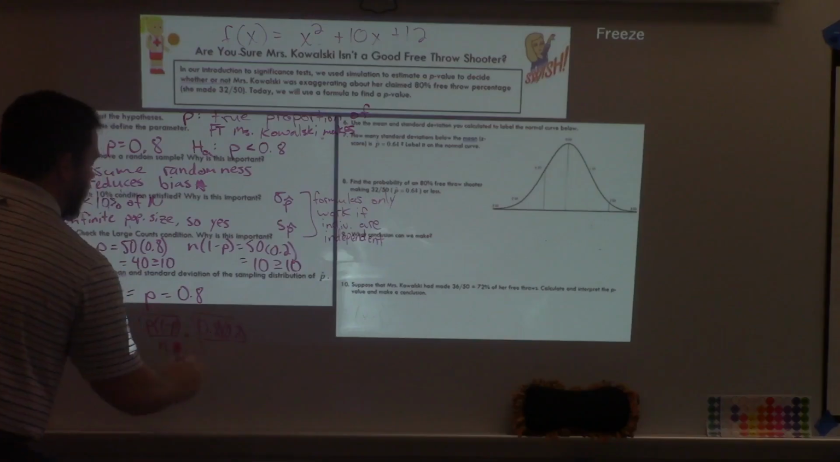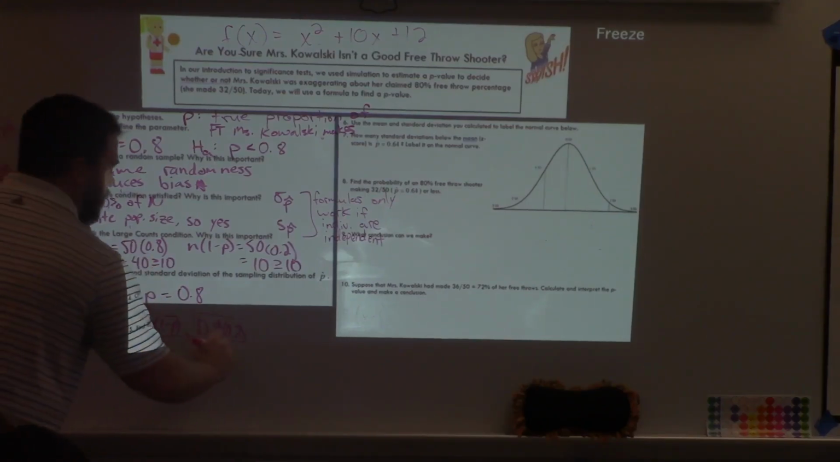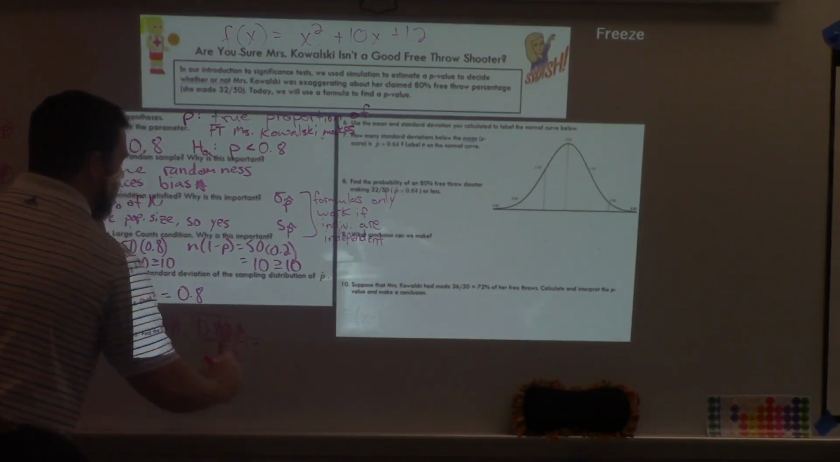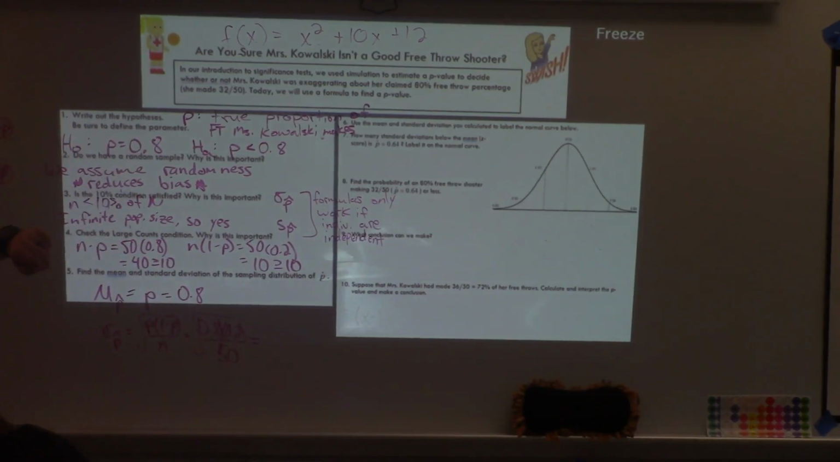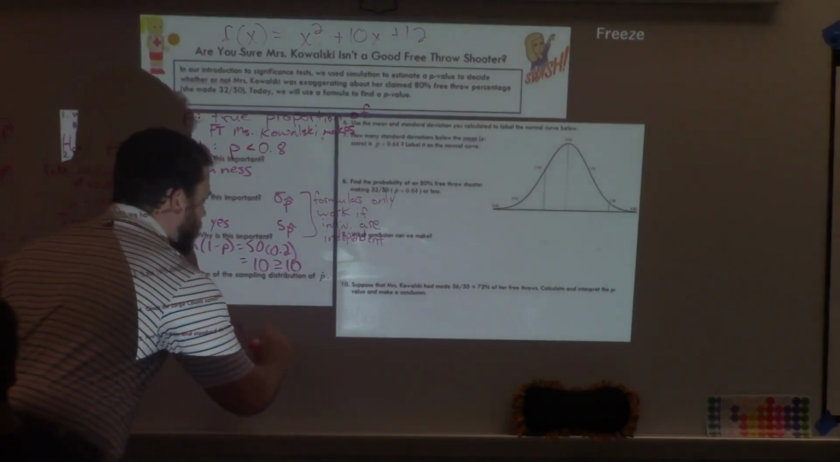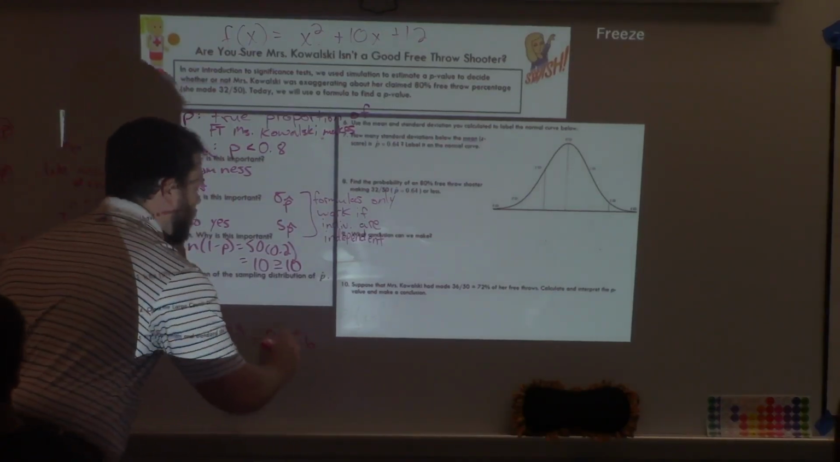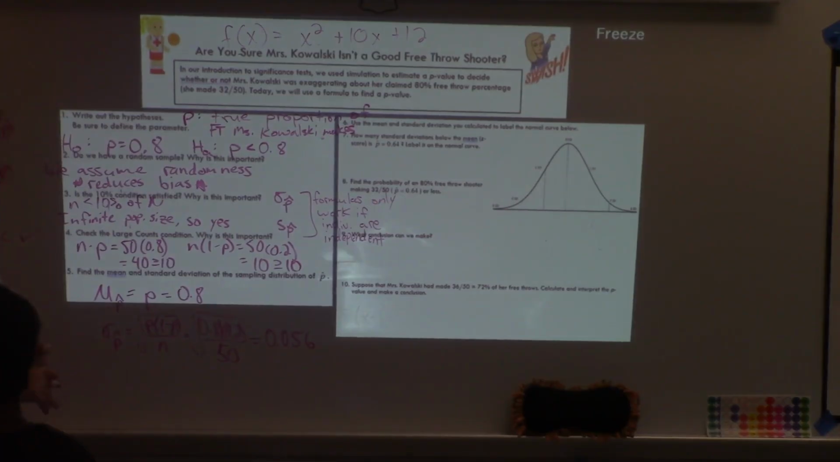Make sure you slow down and write out your formula. So what's my standard deviation this time? 0.056. You can go more decimals if you want. I got that. You forgot to take your square root.